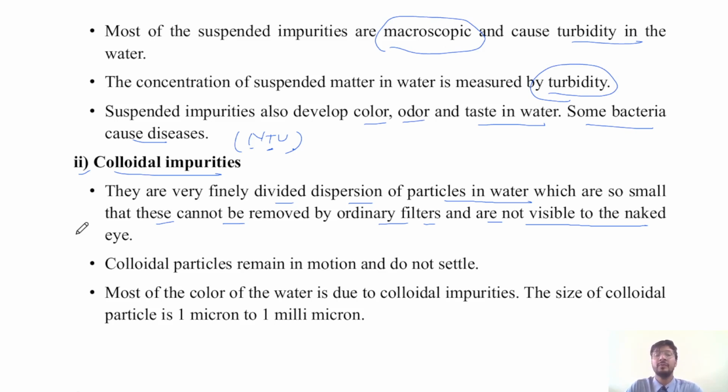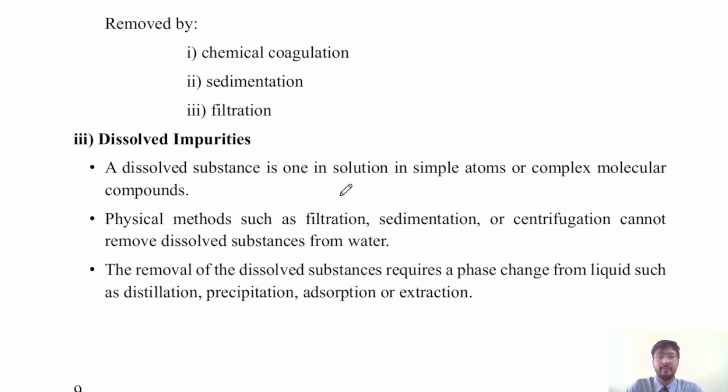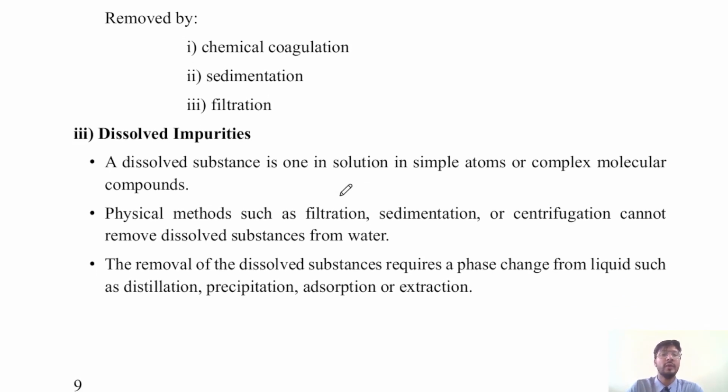Most of the color of the water is due to colloidal impurities. The size of colloidal particles is 1 micron to 1 millimicron, which I have already told. Colloidal impurities cause most of the color in water, and often contribute to taste and odor. Please keep in mind, this cannot be removed by simple filtration, but is removed by chemical coagulation, sedimentation, and filtration.